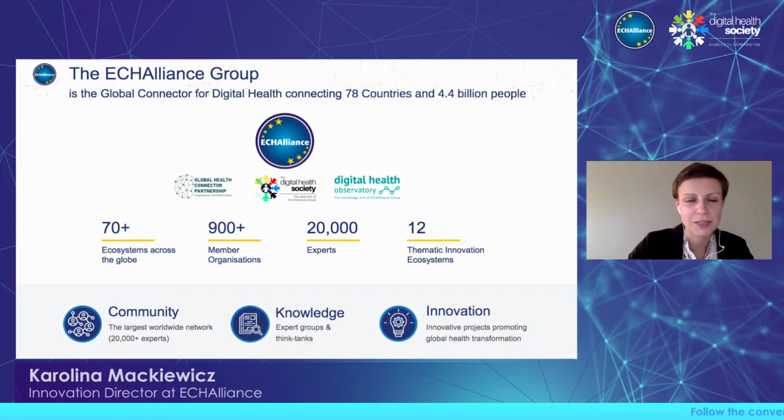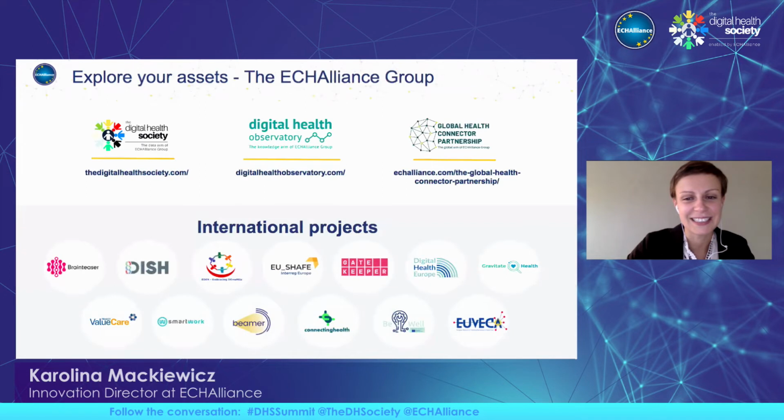If we respond to the question of how to be successful in creating consortia and bids, I think the key message is to understand the value proposition, the uniqueness of the organization, and what your organization can particularly bring to the consortium and to the specific project. We understand this value as a strong partner. Also, explore your assets. So what are the assets of the ECH Alliance group?